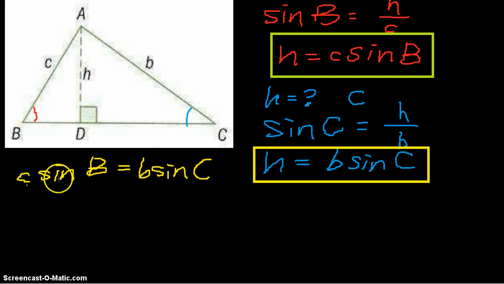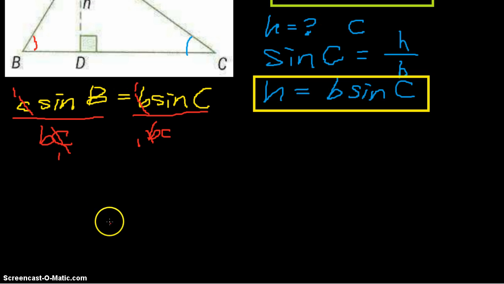What I'm going to do now is divide both sides by bc. Here I have a c, so that's going to cut out and become 1. And I have a b there, so the b's cut out and become 1. What I have left here is sine B over b is equal to sine C over c.